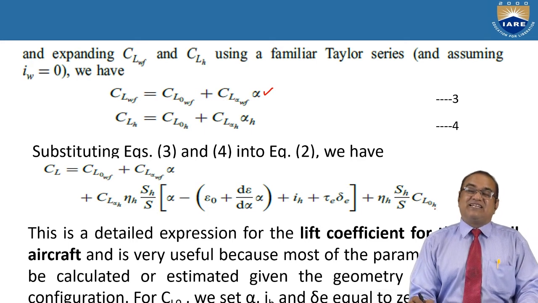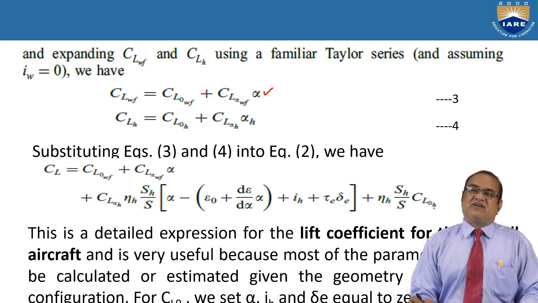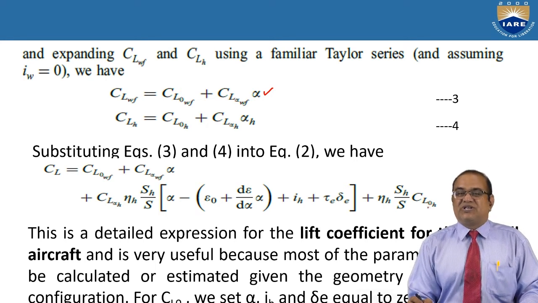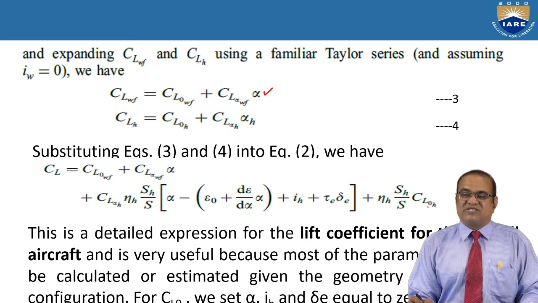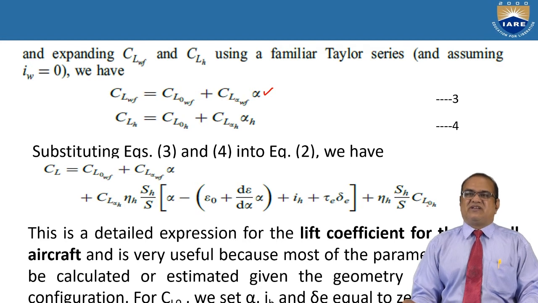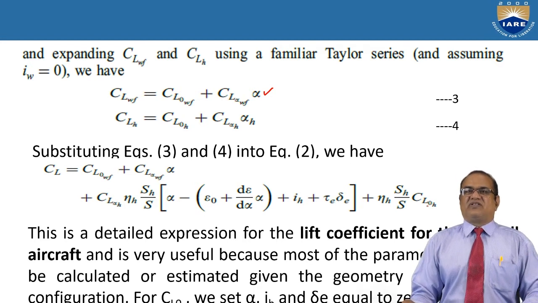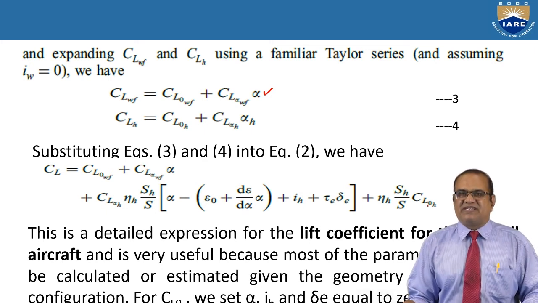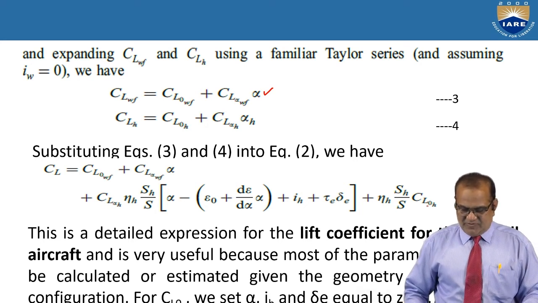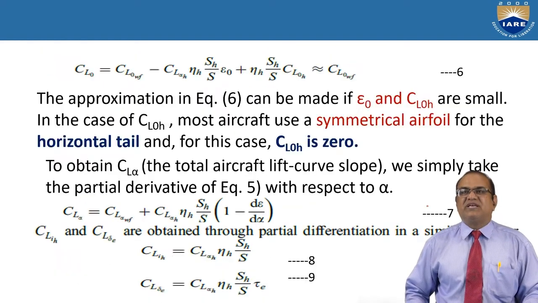You might not have seen this in your previous courses. You have only seen about the wing and the lift of the tail, but not as a total aircraft including your fuselage, your tail plane and all. So this is a detailed expression for the lift coefficient for the overall aircraft and is very useful because most of the parameters in it can be calculated or estimated given the geometry of the aircraft. And this i_H, delta_E, these all are to be 0.